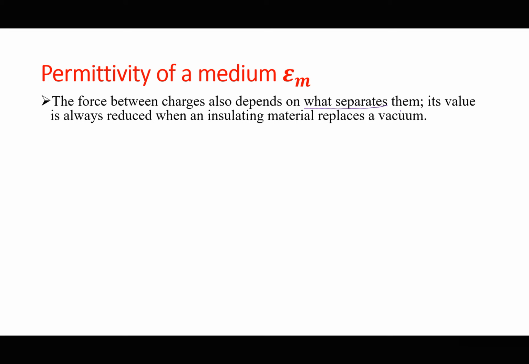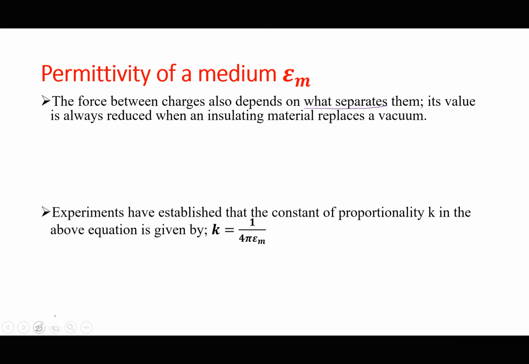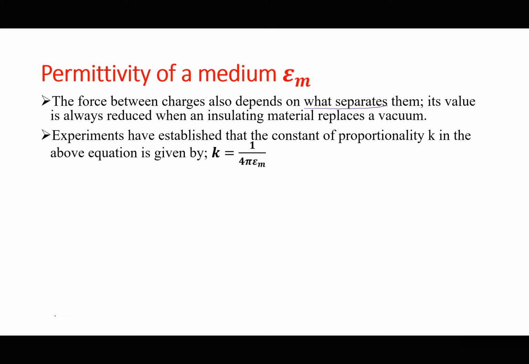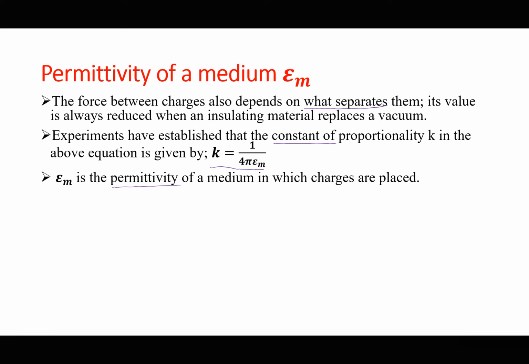Are they placed in a liquid? Is there an insulating material between them, or are they placed in a vacuum? Experiments by Coulomb established that the constant K, the constant of proportionality, was given by 1 over 4 pi epsilon m. Epsilon m is called the permittivity of the medium in which the charges are placed, and it depends on the nature of the medium itself.